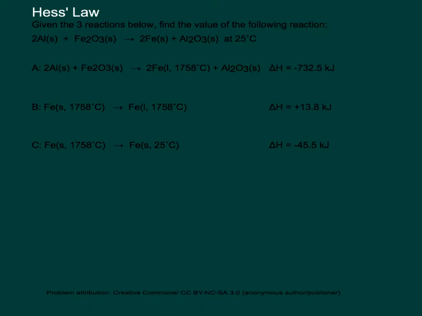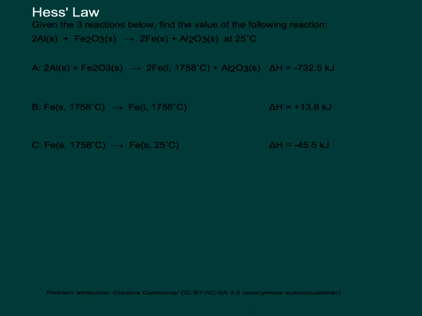we have that reaction, except it makes the iron a liquid at 1758 degrees Celsius, which is its melting point. We also have two other reactions that will help us figure out what we're looking for. The first one is iron solid going to iron liquid at 1758 degrees Celsius, 13.8 kilojoules per mole. So that gives us the phase change energy, how much it takes to go from a solid to a liquid. And the third one is for the cooling down of that solid from 1758 degrees Celsius to 25 degrees Celsius, which is what we want in the end.